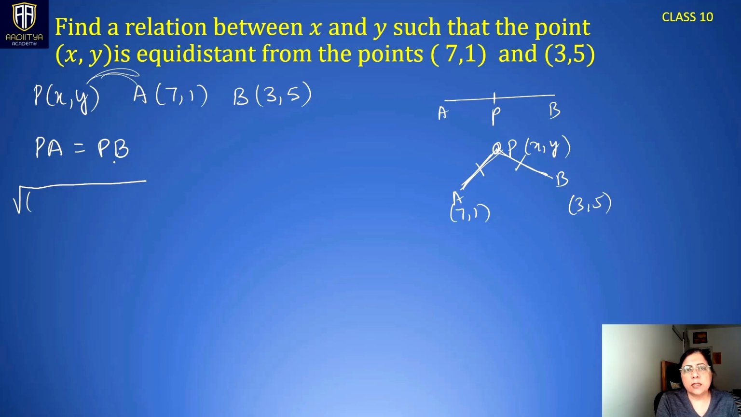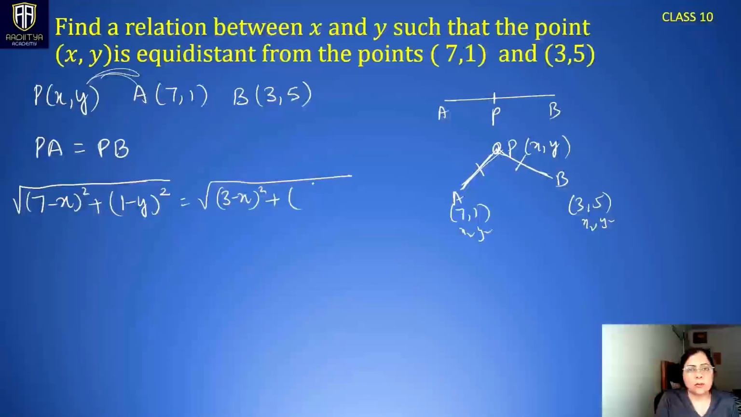Now, PA is equal to PB. For PA, A is the second point, this is your x2, y2. 7 minus x whole square plus y2 minus y1, which is 1 minus y whole square. And this is equal to PB. This is your x2, y2 in this case. 3 minus x whole square, y2 minus y1 is 5 minus y whole square. Since we have the square root on both the sides, left as well as right, we can remove these square roots and simplify the two equations.